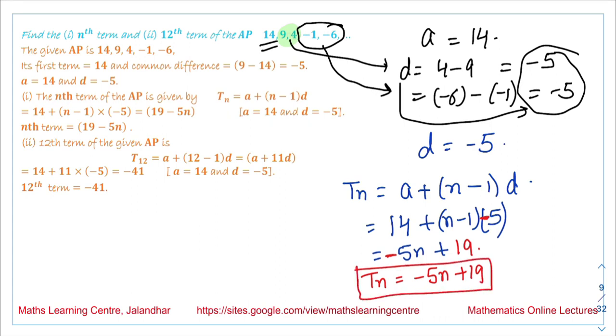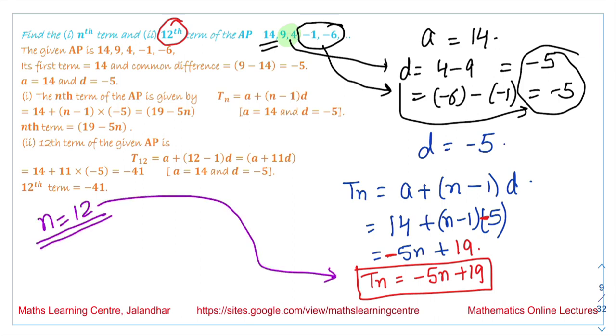So the general term we have is minus 5n plus 19. Now next we have to calculate the 12th term. To calculate the 12th term, we write n equal to 12 in this equation. So T12 is equal to minus 5 into 12 plus 19. The answer we get is minus 41. So this is our 12th term, minus 41.